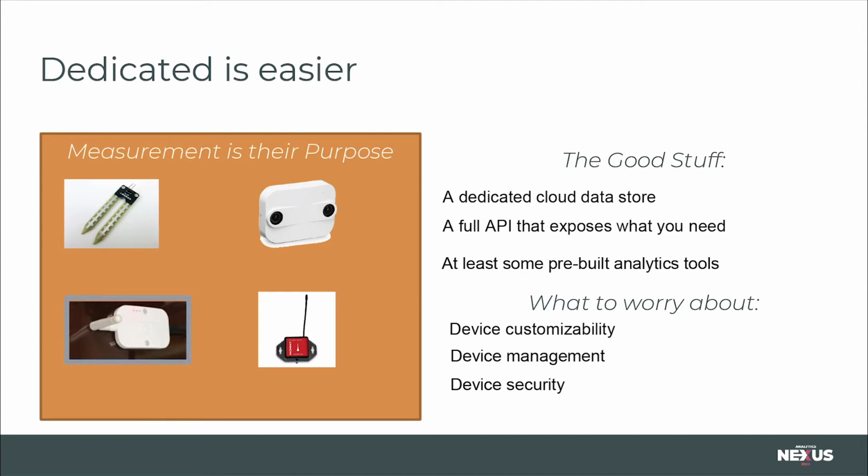One is measurement dedicated devices will almost always come with built-in support for a dedicated cloud data store. Hey, these devices are collecting data. Usually they're dedicated to send that data to a specific endpoint or an endpoint you designate in the cloud. That also means that they're usually exposing a full API so that you can get the data that you need. And they often come with at least some pre-built analytics tools. Now, it's true that we usually at least end up ignoring those pre-built analytic tools because they're usually not sophisticated enough or flexible enough to do what they want. But from an out-of-the-box perspective, it's often nice to have a pre-built tool that lets you get your hands on the data and do some basic analysis on it.